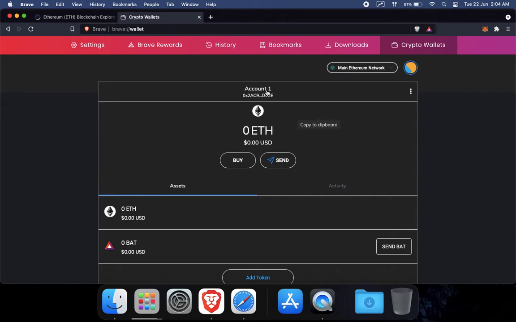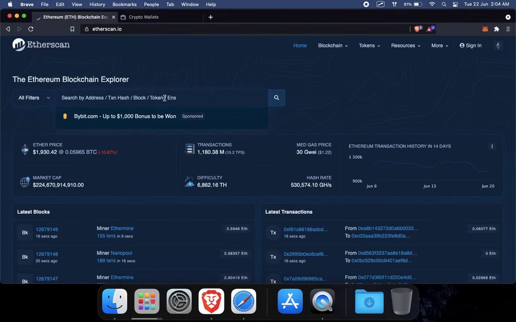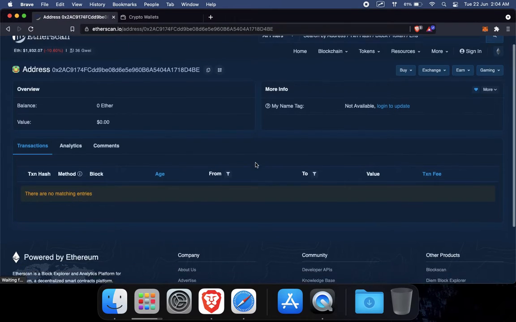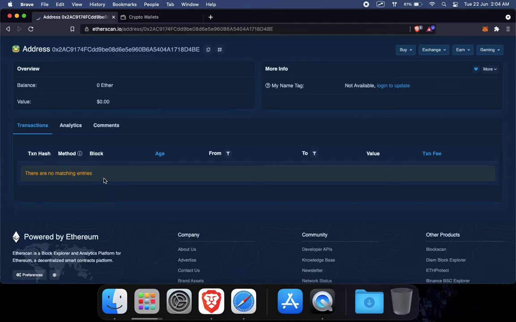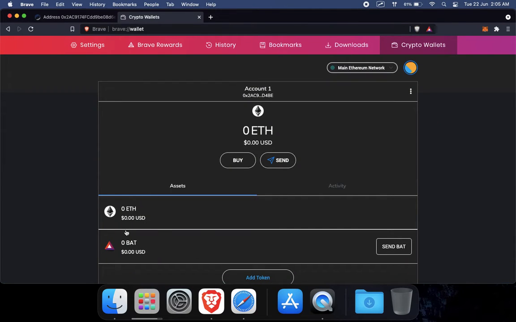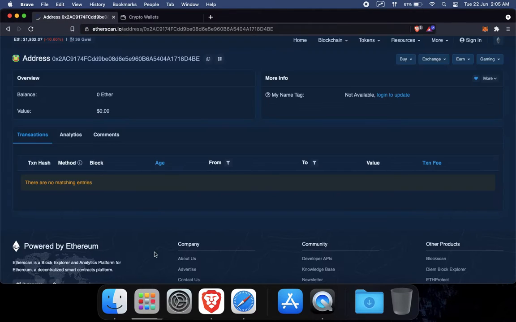So if I click here, I'm going to copy it to clipboard, paste my address here, and let's see what comes out, right? So this is searching my wallet address. So it's going to tell me all the money I have in my wallet. As you can see, it says there are no matching entries because I have zero, right? So this is my address, but I don't have any money in it. As you can see, this is accurate, right? 0 ETH, 0 BAT, there's nothing here. So that's fine. I mean, that's just showing me that there's nothing there.